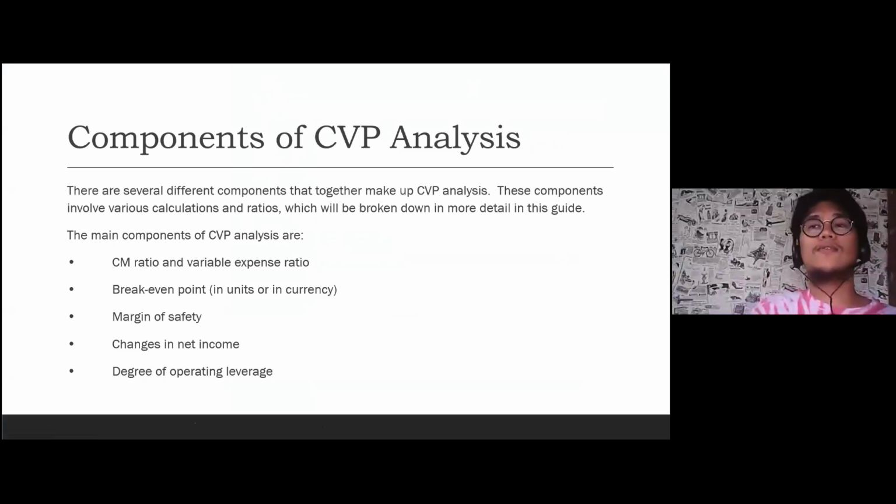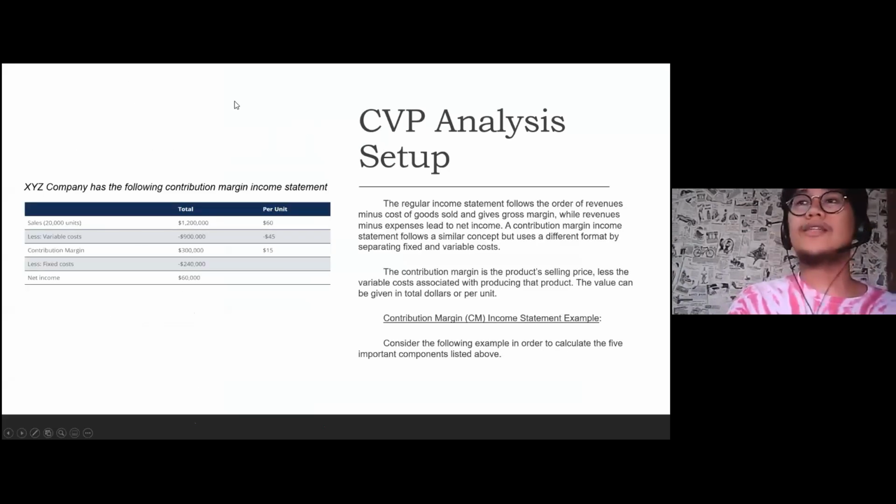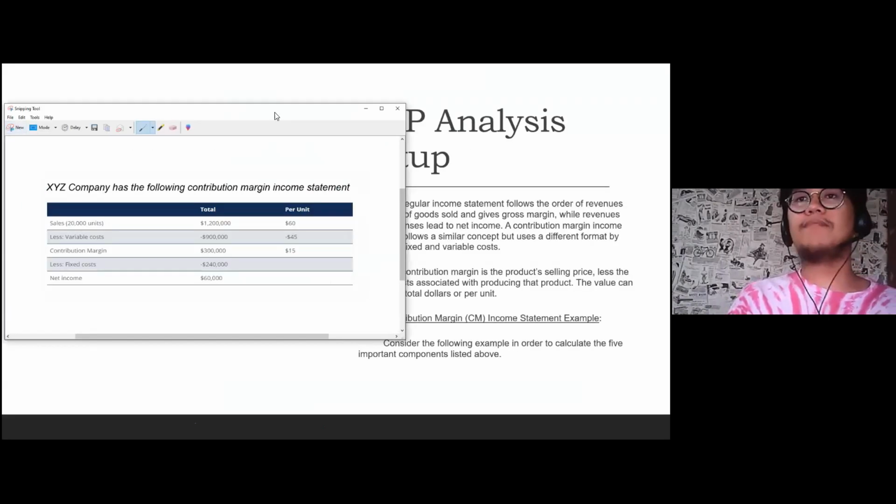We have your CM ratio or contribution margin ratio and your variable expense ratio. We have your break-even point in units or in currency. We also have your margin of safety, and your changes in net income and the degree of operating leverage. This is what I was saying earlier, the contribution margin income statement. Let's just snip this out because the succeeding givens and examples are based on this.